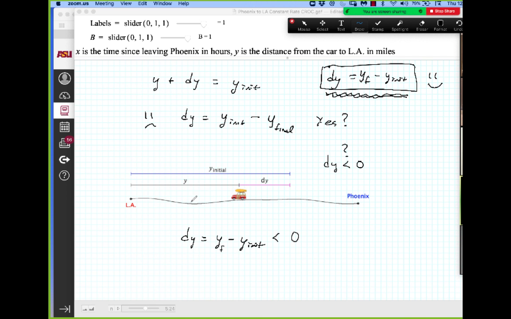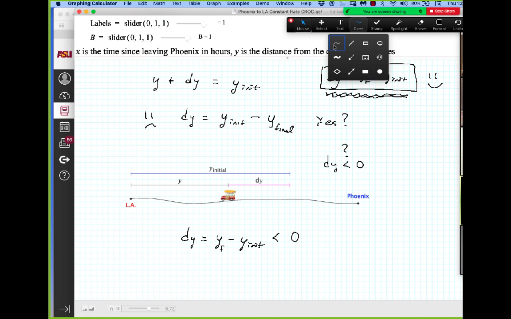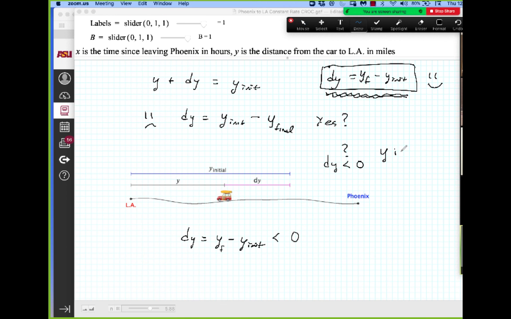What is happening with y? What's going on with y? Y is decreasing as time passes. Y is decreasing. So change in y should be negative, right? What about the rest of you? If y is decreasing, change in y should be negative. Yes? I concur. We got 2 votes for that.